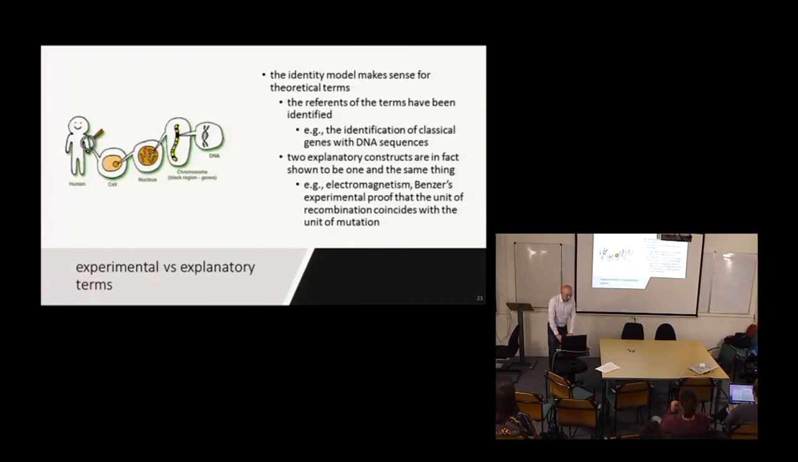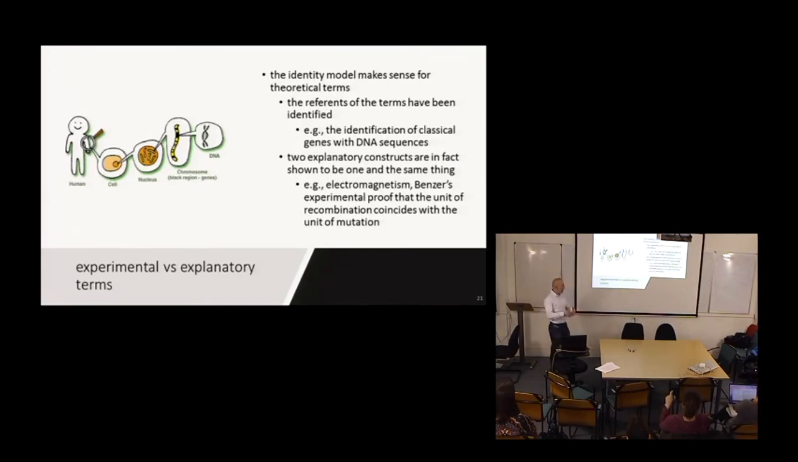So, I was thinking a little bit about developing in more detail that distinction between experimental and explanatory terms. And it seems like the identity model makes a lot of sense for theoretical terms. So as a philosopher of biology, the kind of examples that I can think of are when the reference of terms have been identified, and the classical example of that is the identification of Mendel's elements, the genes, with DNA sequences.